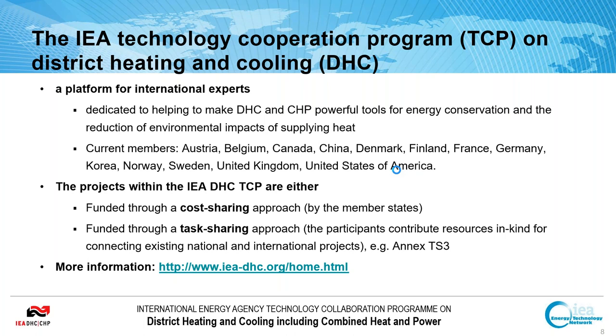There are two ways to do projects within this cooperation program, either via a cost sharing approach. So the IEA DHC TCP has a common fund. Member states pay member fees, and these fees are put into a fund that will be made available for researchers to do research projects with this money. There's an open call for projects every 3 years. The last one just has finished, so we are in the middle of the process for evaluation and submission. Unfortunately, it's no longer possible to put in new proposals for the current cost sharing projects, but in 2 or 3 years we will have a new call open. Then there is another possibility to participate from the cost sharing point of view, to get money from the IEA DHC TCP.